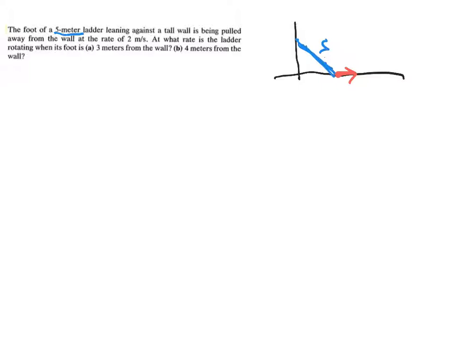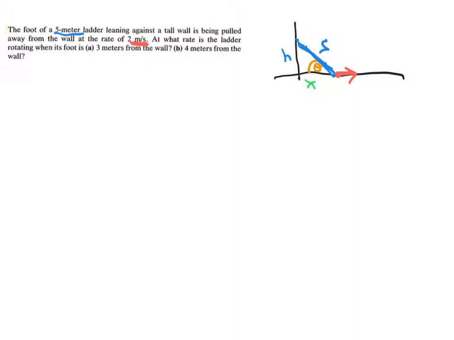We need to name our other things, so I'm going to name the distance from the wall x, and I'm going to name the height of the wall h. We want to know at what rate is the ladder rotating, which means what's the change in the angle. They don't name an angle, so I'm going to choose that as my angle theta. And we'd like to know how fast that is rotating at a certain point.